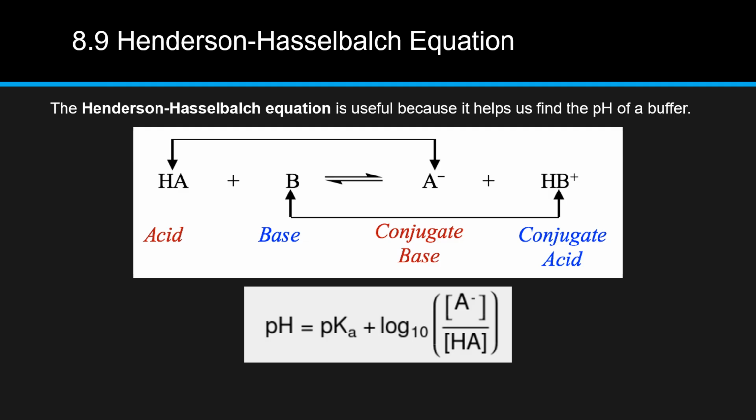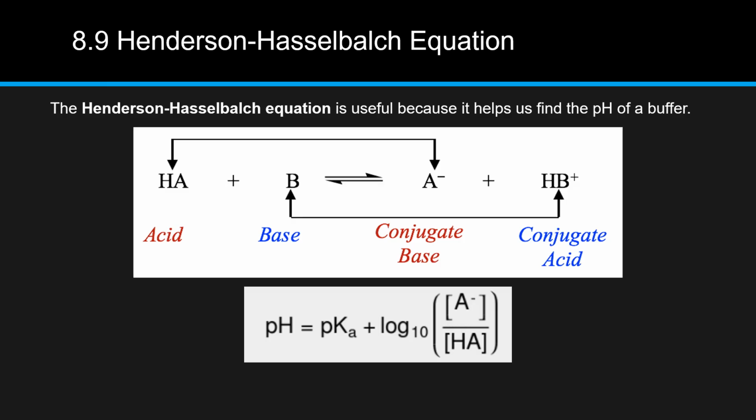The Henderson-Hasselbalch equation is really useful because it allows us to quickly calculate the pH of a buffer without having to go through a full equilibrium ice table. And it's essentially based on the equilibrium between the weak acid and its conjugate base. And so what the equation tells us is that pH depends on the pKa of the weak acid and the ratio of the concentration of the conjugate base to the weak acid.